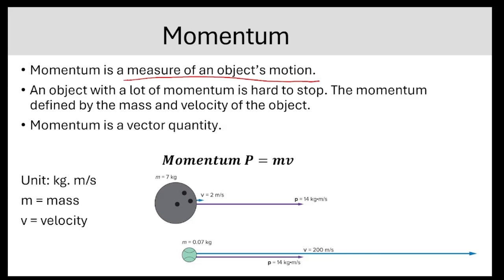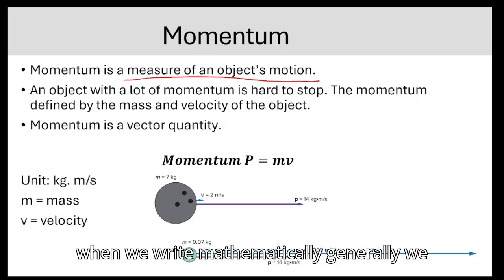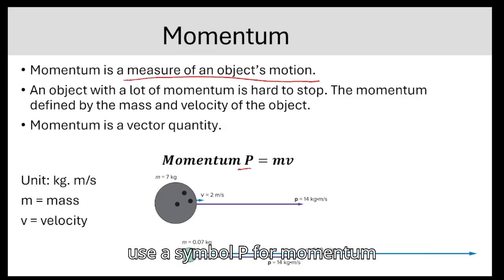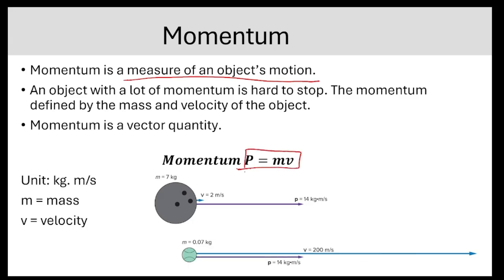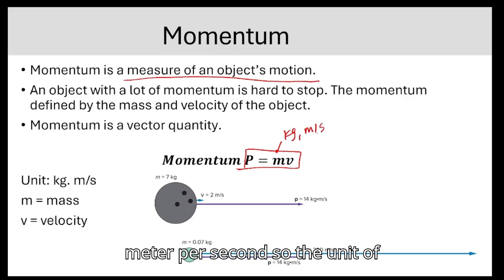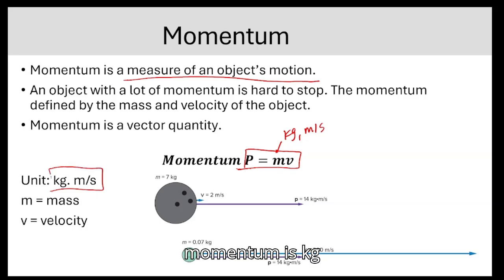The momentum is defined in terms of its mass and velocity. When we write it mathematically, generally we use the symbol P for momentum, and it can be written as P equals mass times velocity. The unit of mass is kilogram and of velocity is meter per second, so the unit of momentum is kg meter per second.